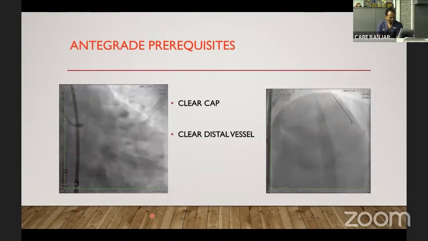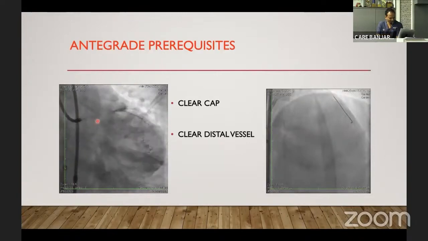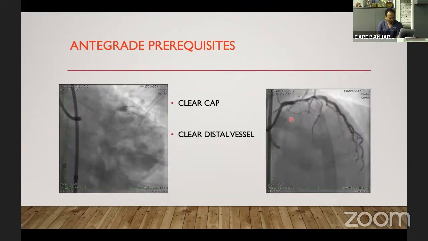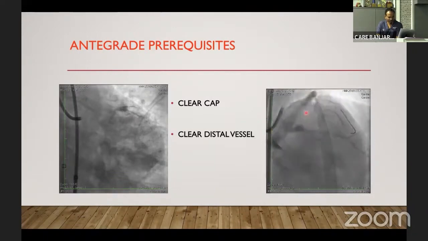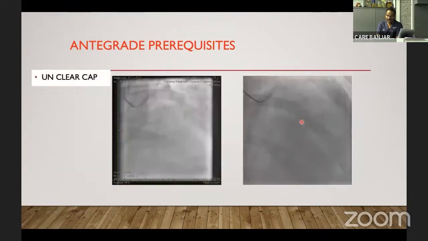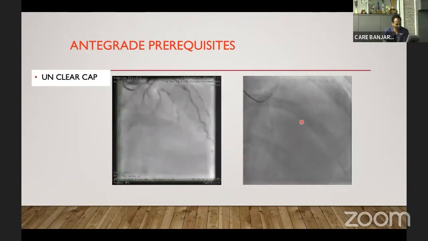And if you look at a cap, you can see here there is a clear cap, and you can also see here in a dual injection there is a clear distal target. When you have a clear cap and a clear distal target, that is when you can steer your wire antegradely. You can enter where you want to enter, and you can reach where you want to reach with a directable wire.